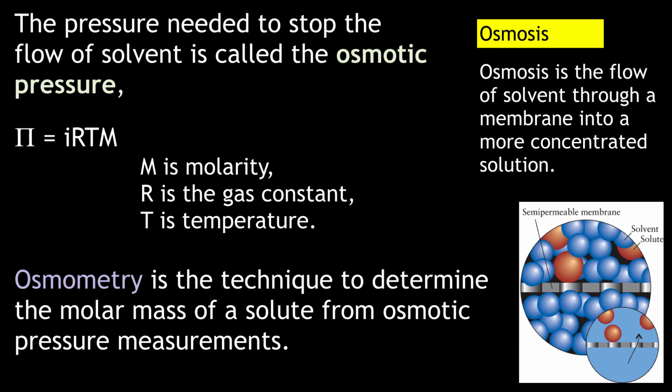The more concentrated the solution is, the more pressure is created that forces the water into the solution. If you measure the osmotic pressure and also know the volume of your concentrated solution, you can calculate the molar mass of the solute with a little algebra. This is called osmometry.